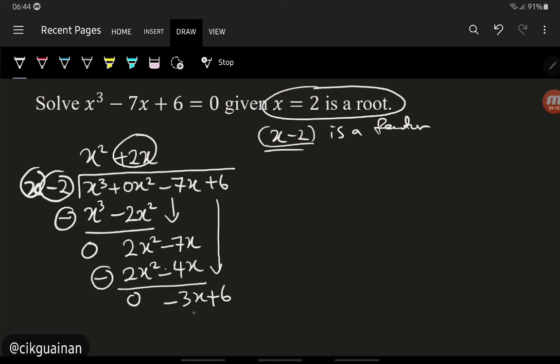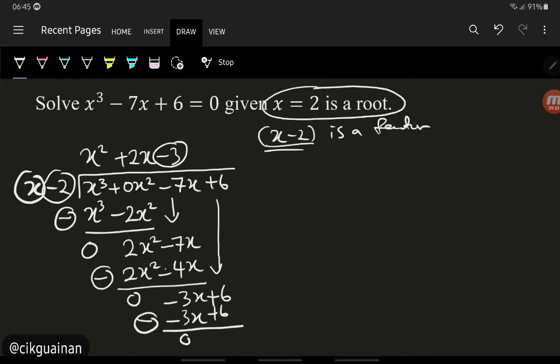Now, the next step is to get rid of minus 3x. So we have to multiply x by minus 3. Minus 3 multiplied by x is minus 3x, and minus 3 multiplied by minus 2 is plus 6. You see over there, when you subtract both of them, you will get 0. If you get 0 like this, then your long division should be correct.